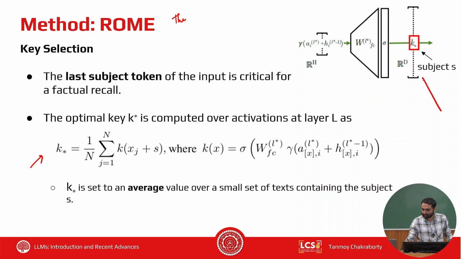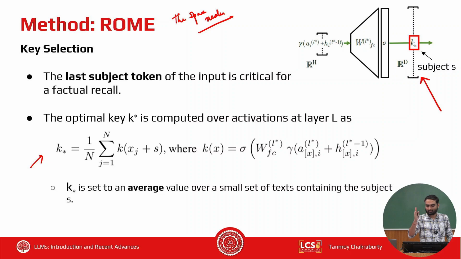So we are interested in this K star. The subject is the space needle. What I do is sample many such prompts where the subject is the space needle. I will sample n number of such prompts where the subject is the space needle. And each of these prompts will be given to the transformer, right?